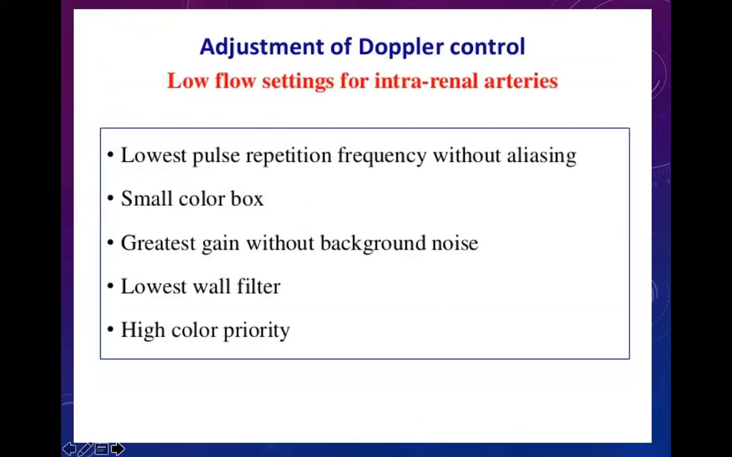Adjustment of Doppler control: if you have to do a low flow setting for intrarenal arteries, then it is low pulse repetition frequency without aliasing. You should have a small color box with focus on the area of interest. Greatest gain without background noise should be there because it's a very high flow. You should have the lowest wall filter and high color priority should be there for that region.